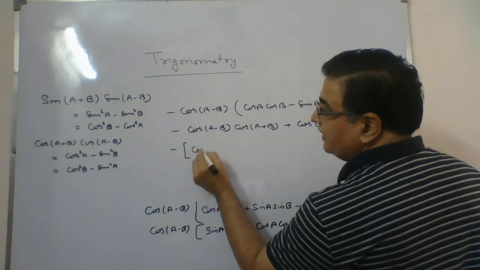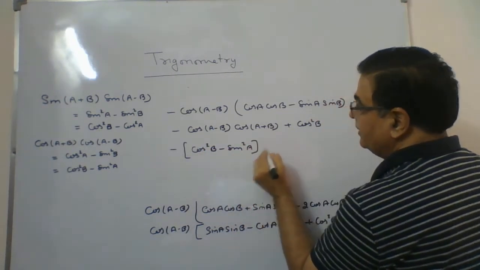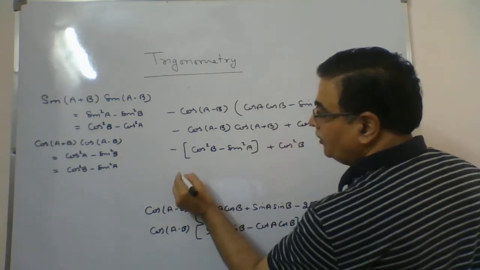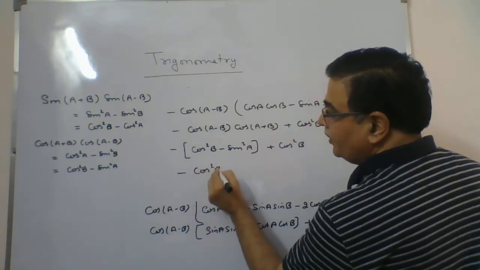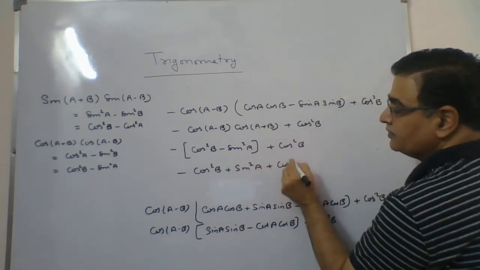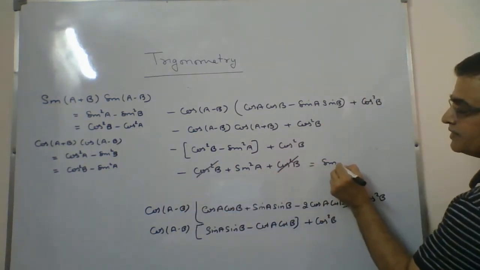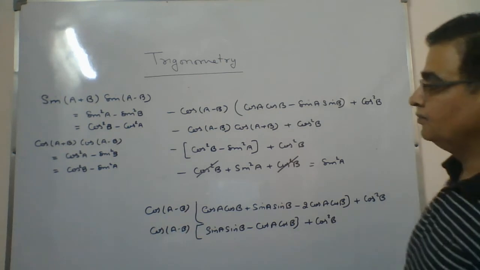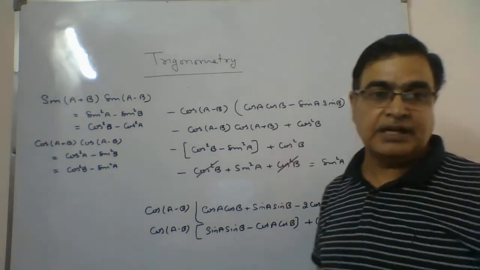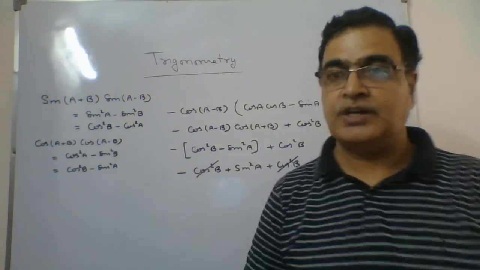So I'll write this as cos²b minus sin²a plus cos²b. And when you solve it, it will come minus cos²b plus sin²a plus cos²b. This part gets cancelled out. Your result comes out to be sin²a. So this is the result we can prove easily. It is another good question we have. We should remember this. One more question like this I am doing now.